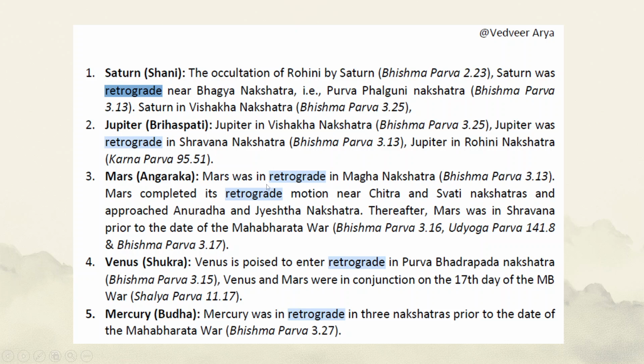So this is a bit funny. Okay, he should have given a numbering to Mars completing its retrograde motion near Chitra and Swati. Okay, yeah, he does that. 3.16, correct, he does that. And then Bhishma Parva 3.17 is where he is referring to Mars going near Shravana.